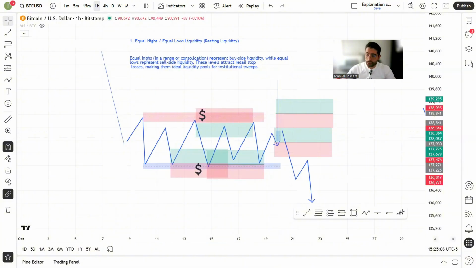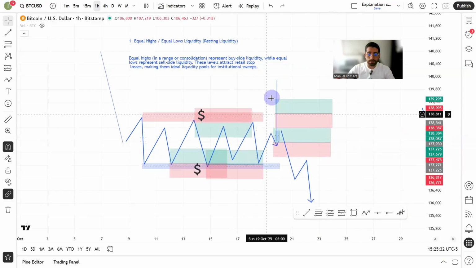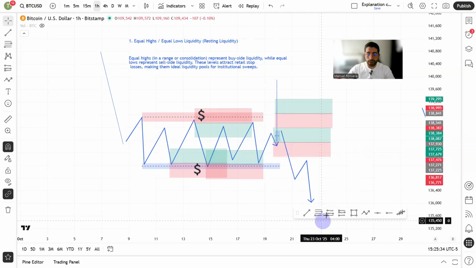So as a conclusion, the equal highs or lows are not reversal signals, which is something that we used to think most of the times, but they are liquidity magnets. That's the only thing. And institutions often manipulate these levels before they deliver the real trend move. And what is the manipulation movement? This spike, and then you're out.